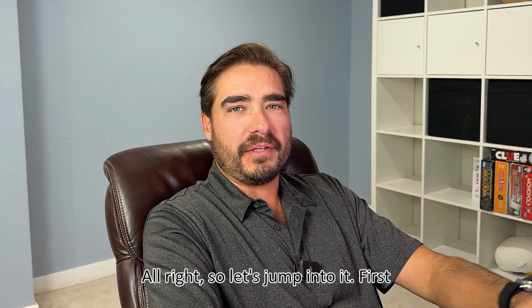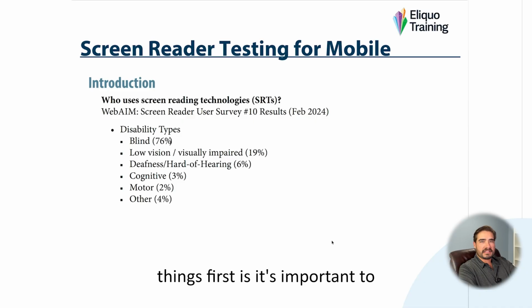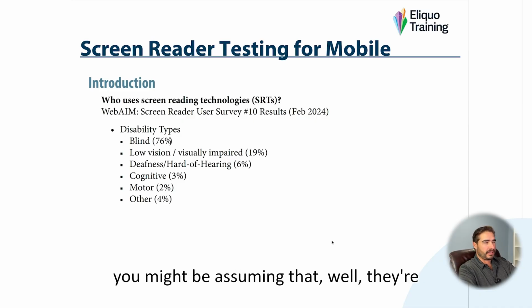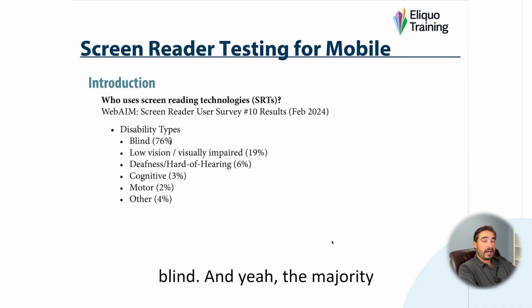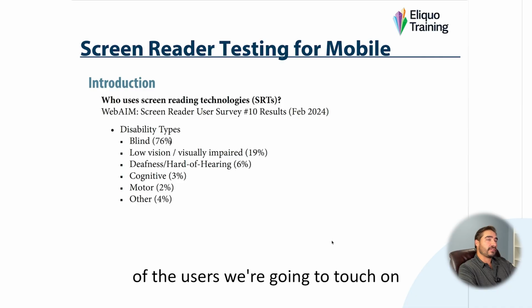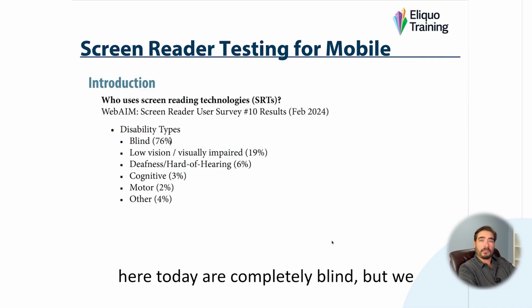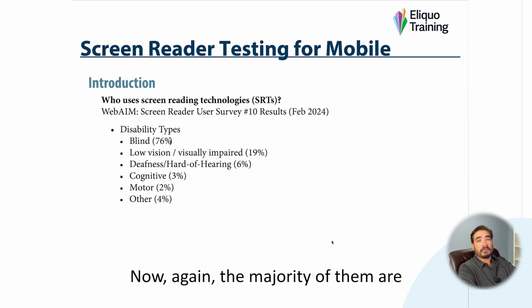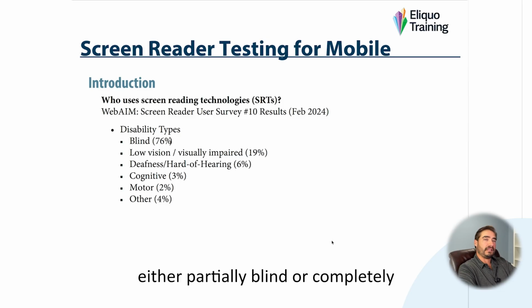All right, so let's jump into it. First things first, it's important to understand who your users are. You might be assuming that, well, they're blind. And yeah, the majority of the users we're going to touch on here today are completely blind. But we do have some users that are using screen readers that are partially blind or deaf, who have cognitive disabilities. Again, the majority of them are either partially blind or completely blind.